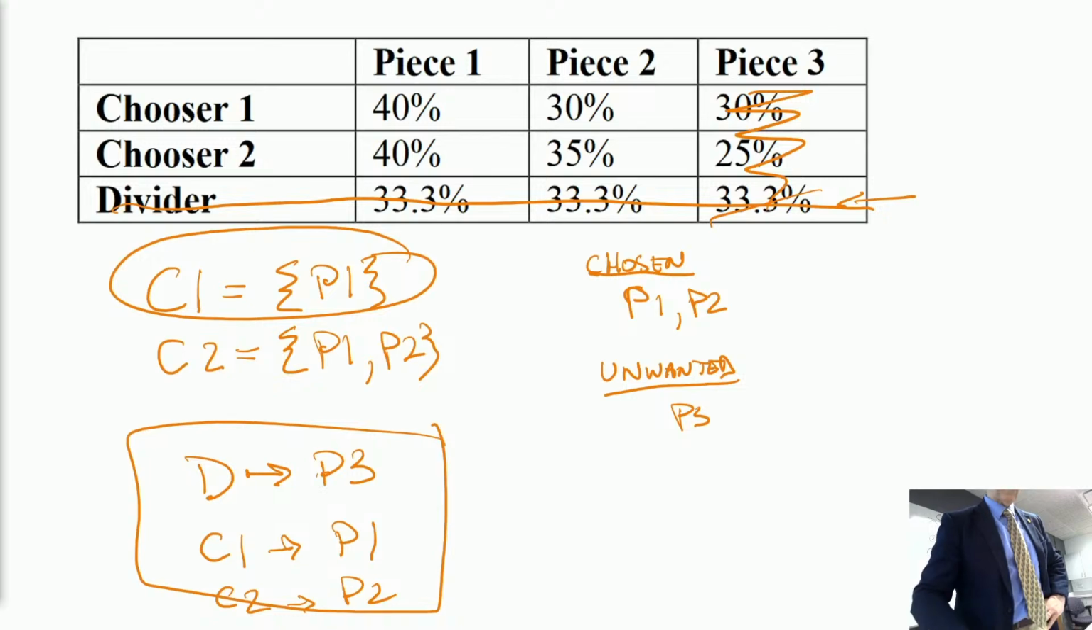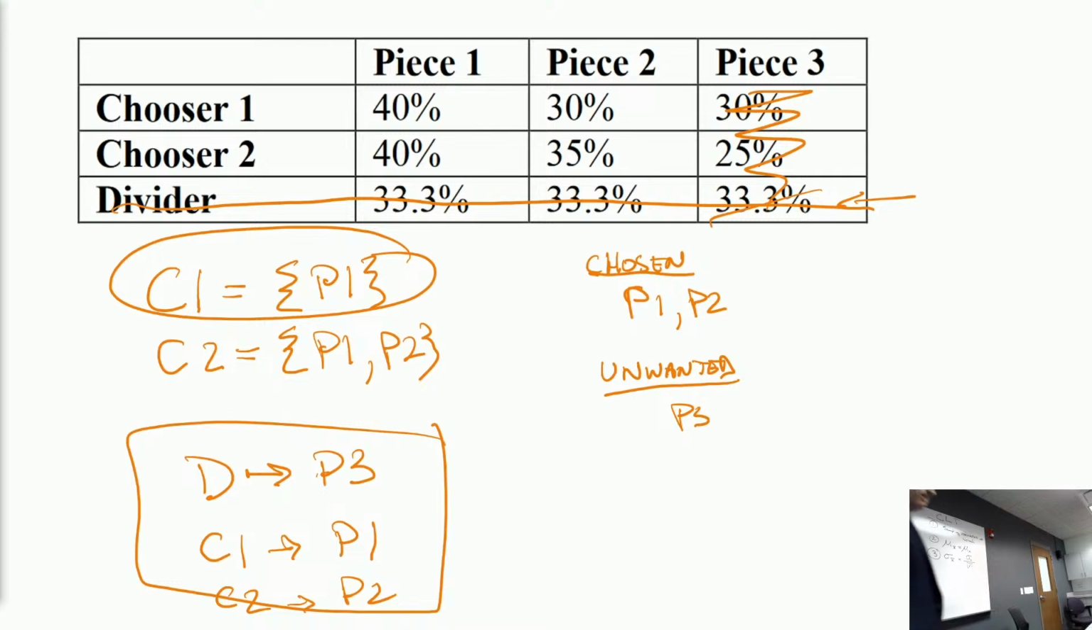And now if you box that up, the important thing when you get done with a fair division like this is everyone needs to feel like they have at least 1/3. So let's look at the divider. The divider feels like they have exactly 1/3. Chooser 1 has what they think is 40%, which is bigger than 1/3. And then chooser 2 has what they think is 35%, which is also bigger than 1/3. So everyone should be happy.